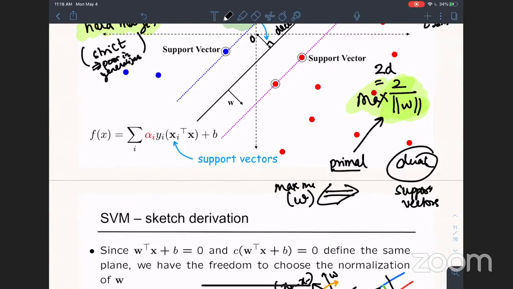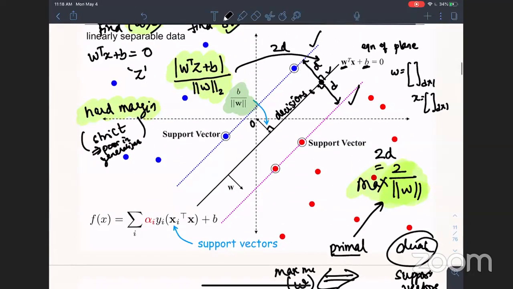Okay, question. Oh, there is a chat. Maximizing 2 by norm W is equivalent to minimizing W. Well, Harshit, you are one or two slides ahead, right? So exactly, we will come to that. I just want to bring in some geometry and convince you of what we are trying to do. Questions on raise hand. Ram Mohan.